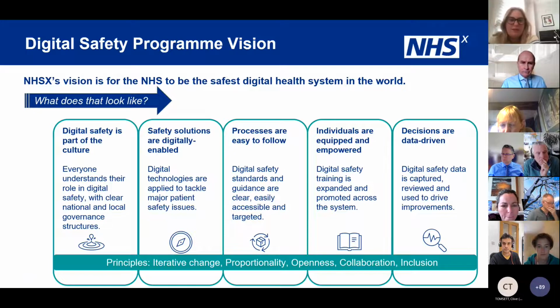Digital technologies applied to tackle major patient safety issues. The processes for how we mitigate risk need to be easy to follow, and also really clear and easy to understand. We need to ensure that we've equipped people so that the training provision is right to really undertake digital safety actions.